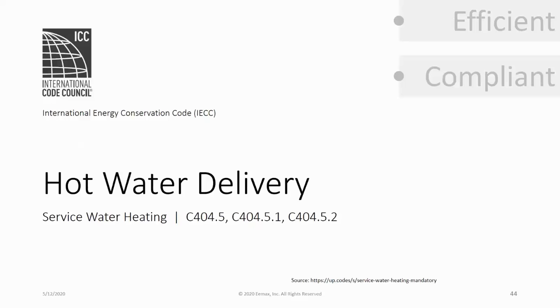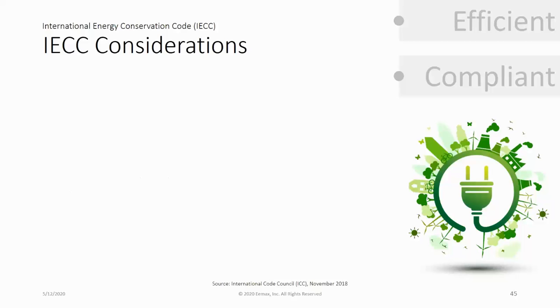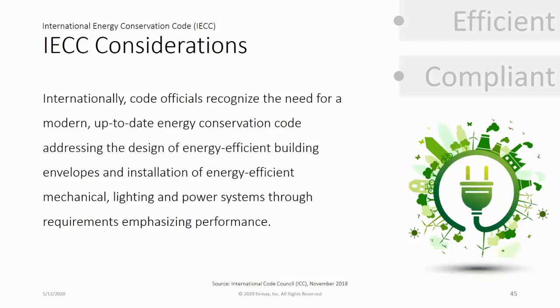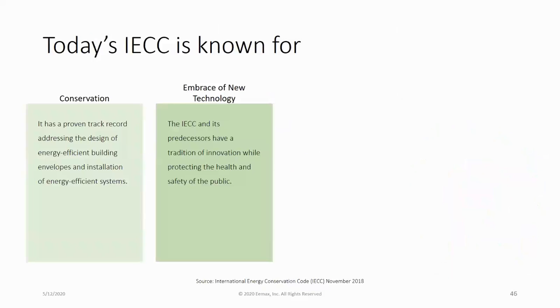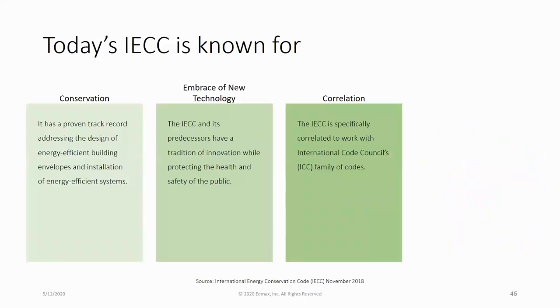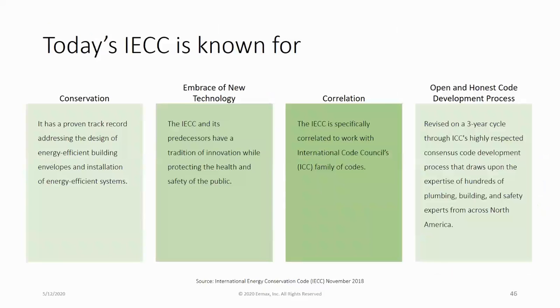So we know why we're washing our hands, we know how to regulate the temperature and what temperature, so how do we deliver it? So the International Code, IECC, they're really trying to promote efficiency with mechanical, lighting and power systems. Again, relatively new body that's embracing conservation, new technology, correlation of different code bodies, and they're really trying to have an open and honest development system that's going to go through a 3-year cycle. So the way I look at it is they're just trying to put practical sense to all the different codes out there with some efficiency in mind.